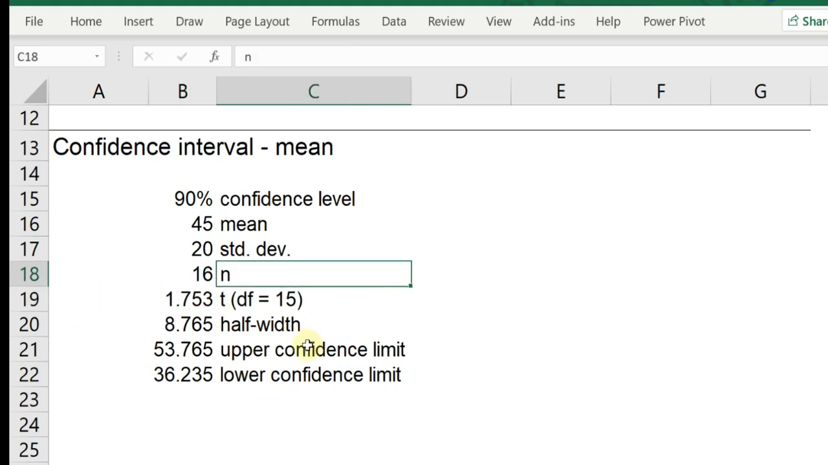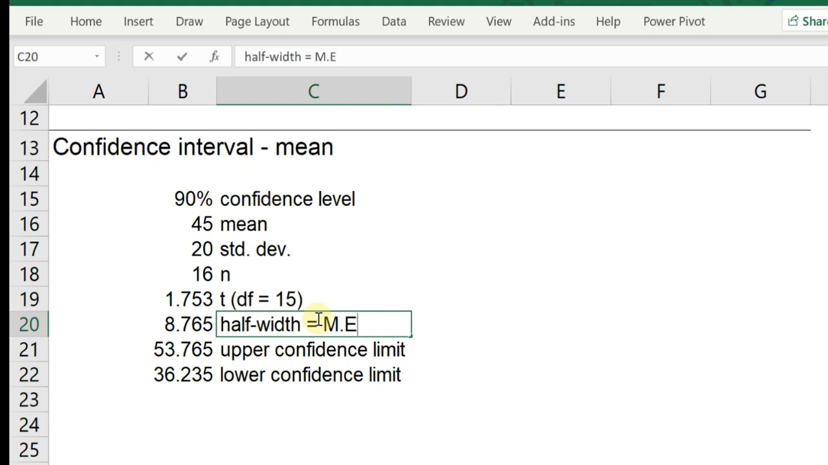Notice what I did is I double clicked in this cell and it shows you more decimals if you need to see. The half width, remember our half width is what? Margin of error, correct? ME. So if margin of error was asked, the answer to margin of error is 8.765. And the upper and lower confidence limits are from 36 to 54 almost. 36 to 54. So now I'm going to go back to my note and carry these scores for upper and lower confidence limits into my note.